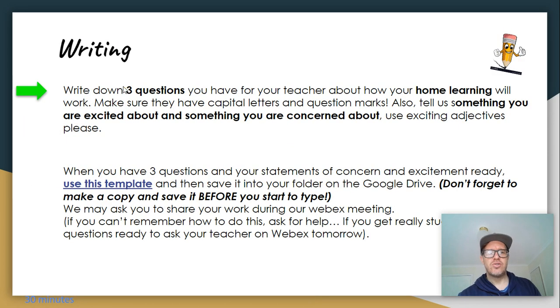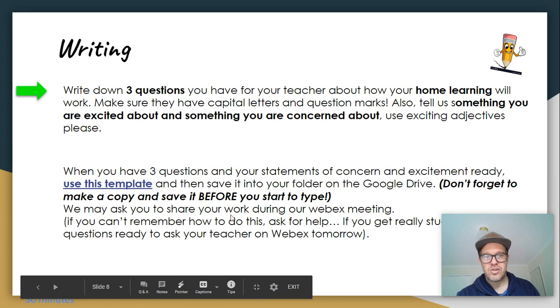We're then going to get you to write down 3 questions you've got for your teacher about home learning and how it's going to work, and make sure that they have capital letters and question marks, of course. Also tell us something that you're excited about and something that you're concerned about. Use adjectives. Cool. When you've got your 3 questions and statements, click on this little template and then save it to your Google Drive folder. So we'll show you how to do that in a sec.